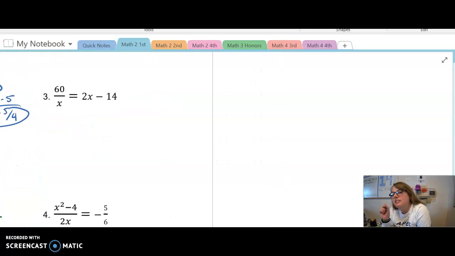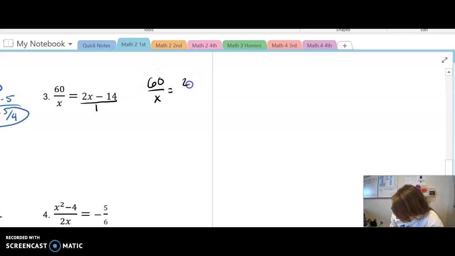The reason this one is different is because my equation on the right doesn't have a denominator, but it does. Remember, all numbers have an implied over 1. So I'm going to rewrite this: 60 over x equals 2x minus 14 over 1. So now I have my 2 denominators that I can easily work with.